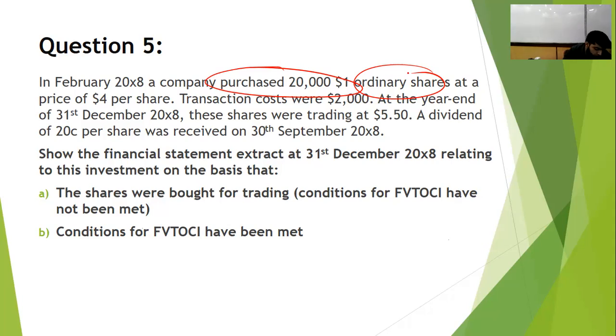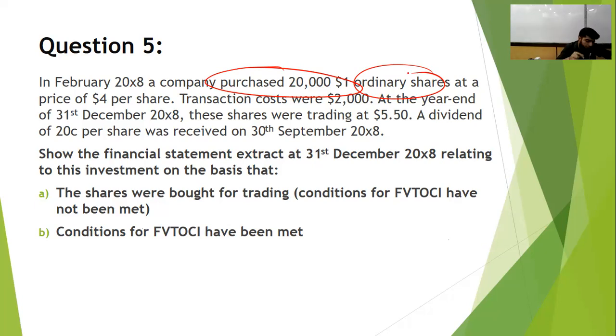Then on 31st December 2008, these shares were trading at $5.50. A dividend of 20 cents per share was received on 30th September 2008. Show the financial statement extracts at 31st December 2008 relating to this investment, accounting for this investment under both approaches.